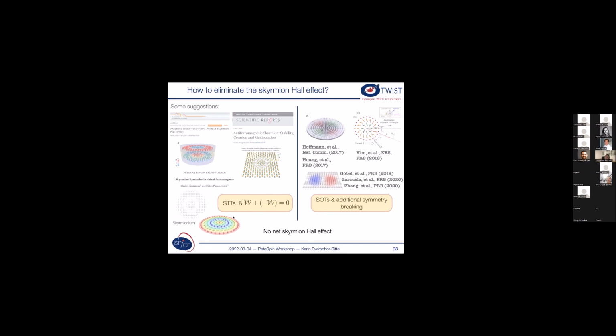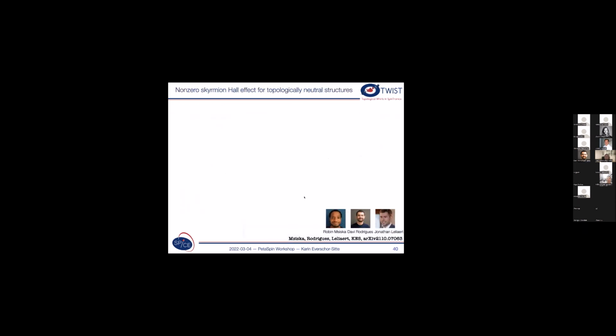What is really interesting is that you can now combine both techniques to eliminate the Skyrmion Hall effect, to then get a non-zero Skyrmion Hall effect for topologically neutral magnetic structures. So in a sense, you do 0 plus 0 is not equal to 0. I'm going to show you now that you can obtain a non-zero Skyrmion Hall effect for topologically neutral magnetic structures. This is work, as I mentioned in the beginning, that has been done by Robin Msiska, David Rodrigues, and with Jonathan Leliaert.